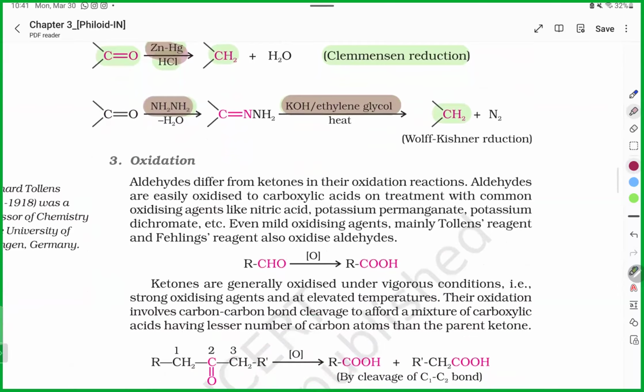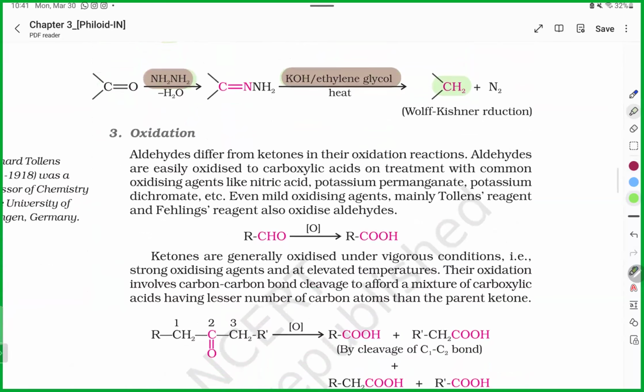Aldehyde and ketone behave differently towards oxidation. For example, aldehyde can easily oxidize when you react with normal HNO3, K2Cr2O7 or KMnO4. Even mild agents like Tollens reagent and Fehling's reagent can oxidize aldehyde into carboxylic acid. So what is the main purpose of this point? Tollens reagent and Fehling's reagent are both mild oxidizing agents.